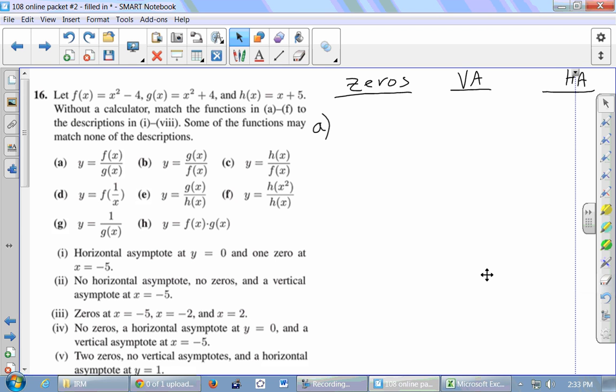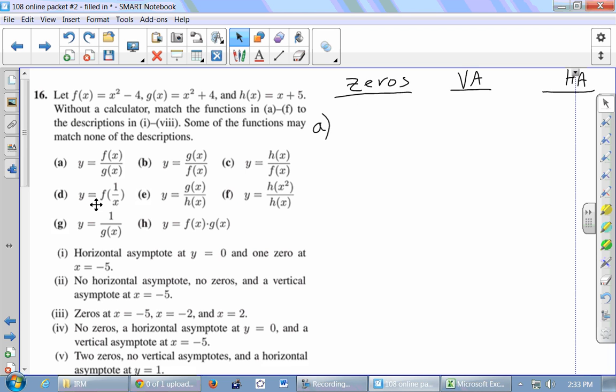16. Let f of x equal x squared minus 4, g of x equal x squared plus 4, h of x equal x plus 5. Without a calculator, match the functions A through F to the descriptions I through the I. Some of the functions may match none of the descriptions.